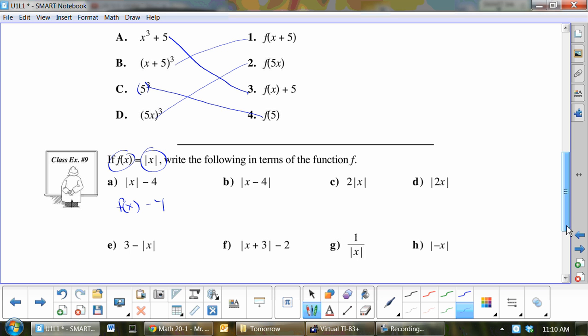What would B be? Come on, you guys. What would it be? Yeah, because f of x got replaced with x minus 4. You see how x in the absolute value just got substituted. Let's do all the ones where it's substituted so we can start to see it. What is the next question where there's a substitution inside? Is it C? Is it D? Yes, this would be f of 2x.